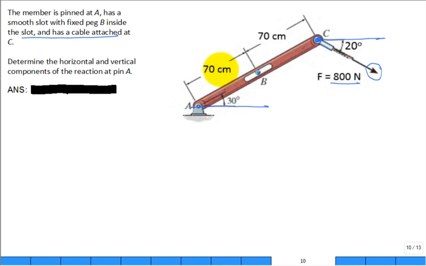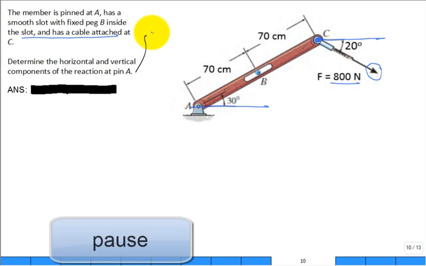So what are the two unknowns that you would like to solve for? And what symbols would you like to use for those two unknowns? I'm going to pause, walk around, and see what you come up with.